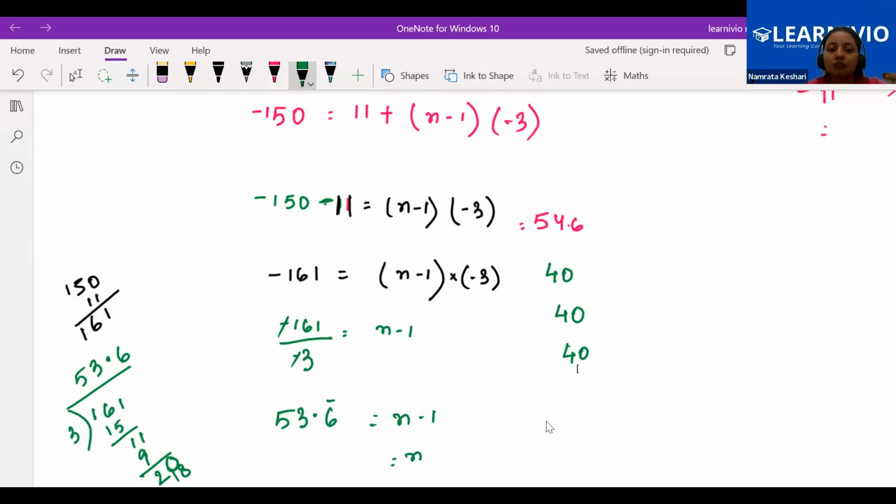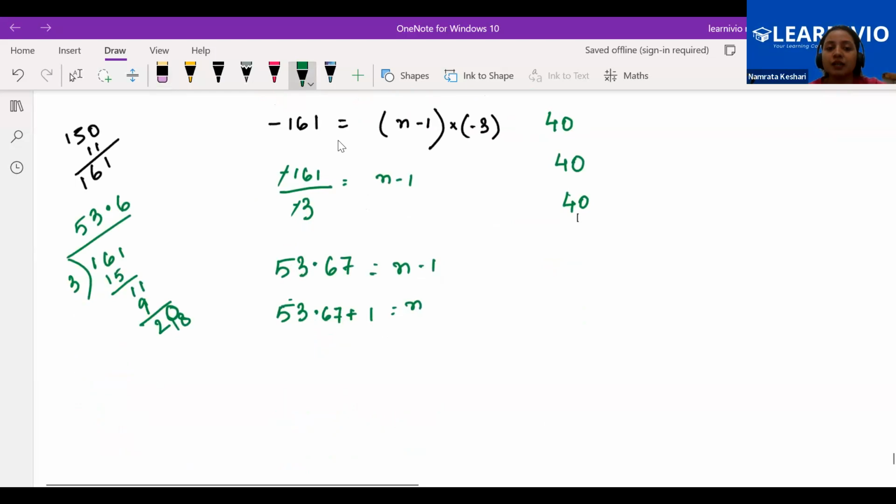n will be 53.6 or approximate value also you can take. If you take it up to 2 decimal places, you can take it as 53.67. Okay, 53.67 plus 1 will be there on the left hand side, and n value will be 53 plus 1 will be 54. Please do the addition carefully. This decimal addition we have to do.